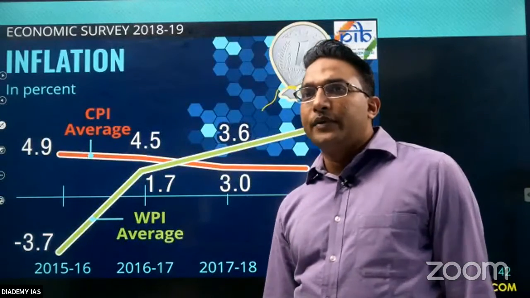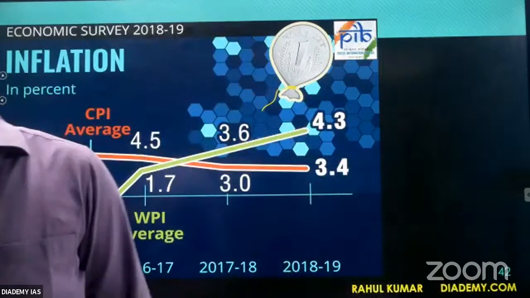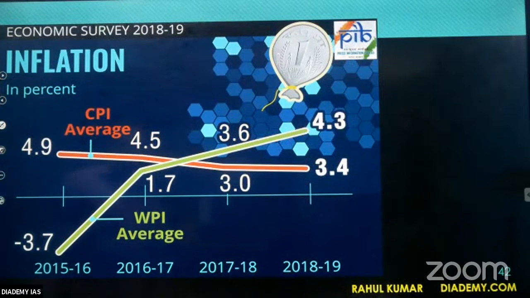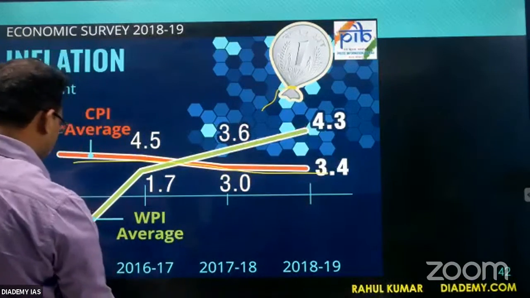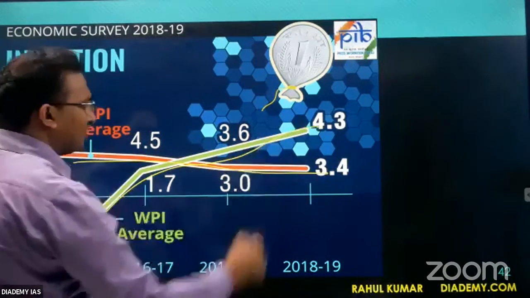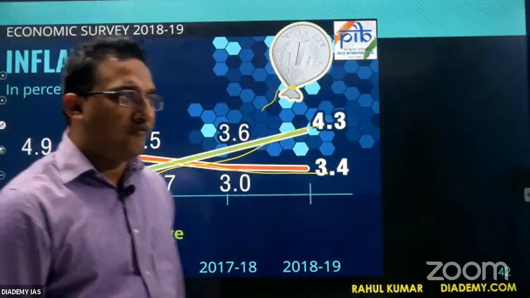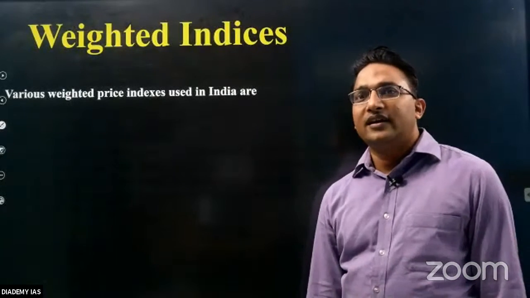Now you can see the previous trend of these WPI and CPI. You can see that CPI is declining and WPI is increasing as compared to last year. But this will again be updated in the month of February when we discuss the Economic Survey. Then you can see.